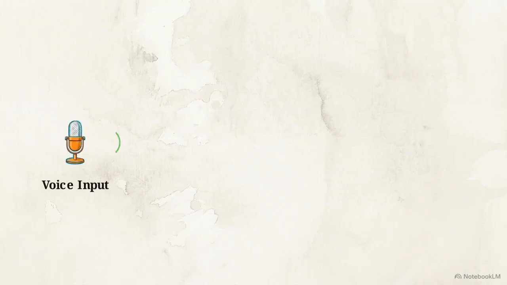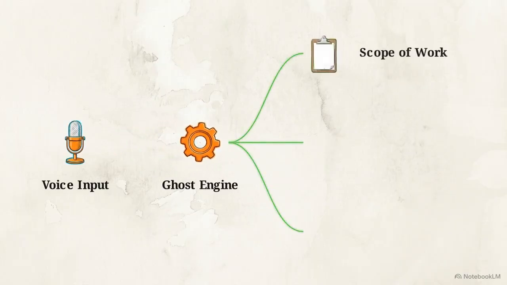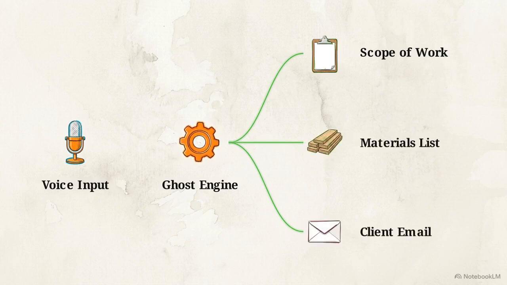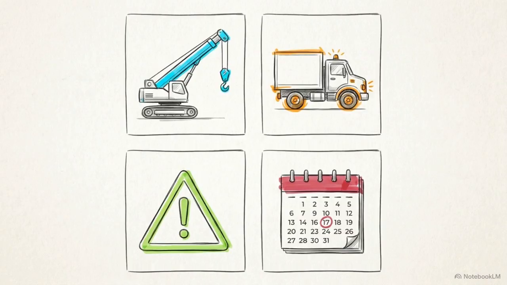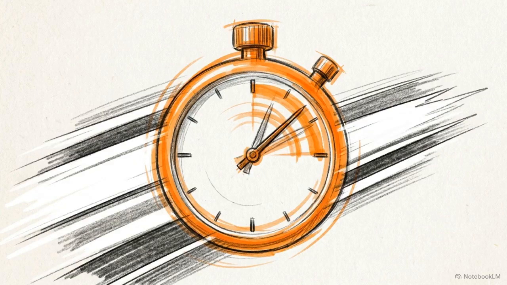It allows you to generate formatted scopes of work, materials lists, and professional client emails using voice commands before you even leave the job site. Over the next few minutes, we'll set up your unique link and walk through the 4 core voice-to-text modules. The goal is to have you mastering this workflow in under 5 minutes.